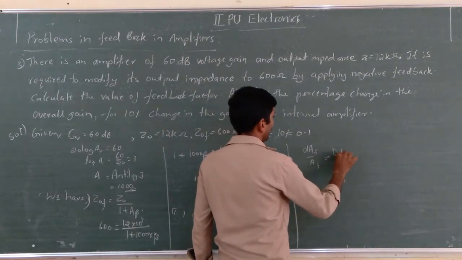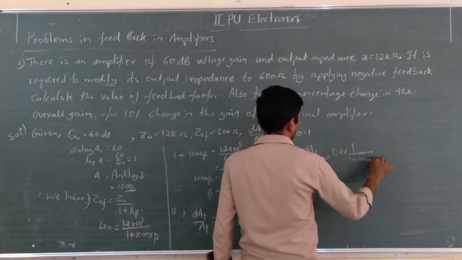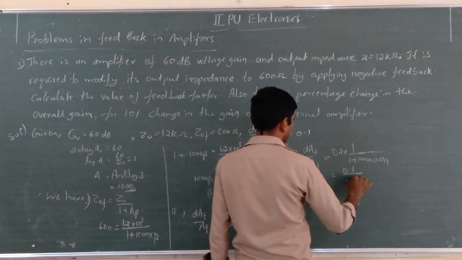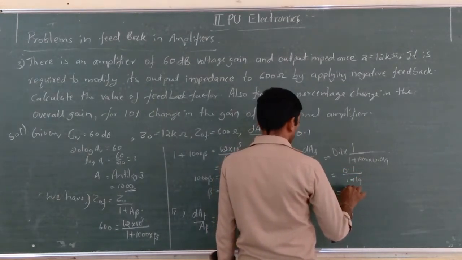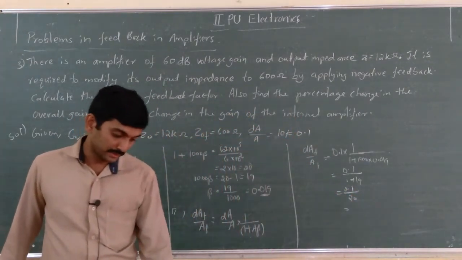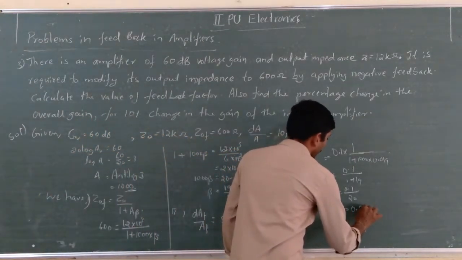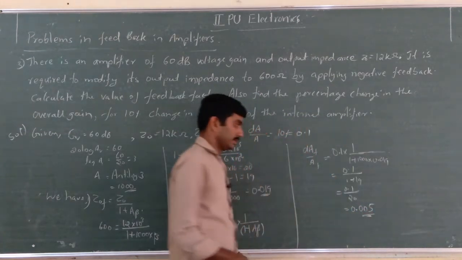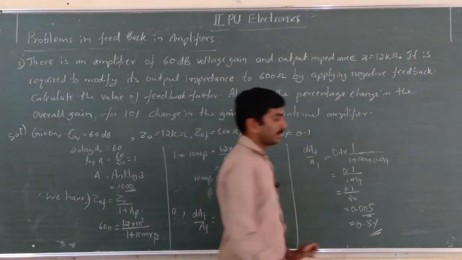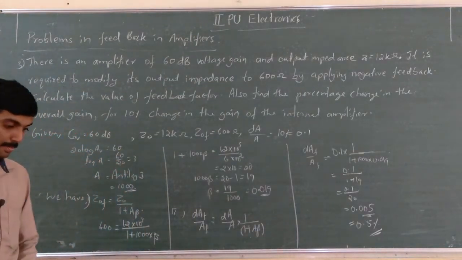dA by A is 0.1, 10%, 0.1 into 1 divided by 1 plus A beta, 1000 into 0.019. So, this is 0.1 divided by 1 plus 19, 0.1 by 20, its answer is 0.005. So, in percentage it is 0.5% after multiplying it with the 100.